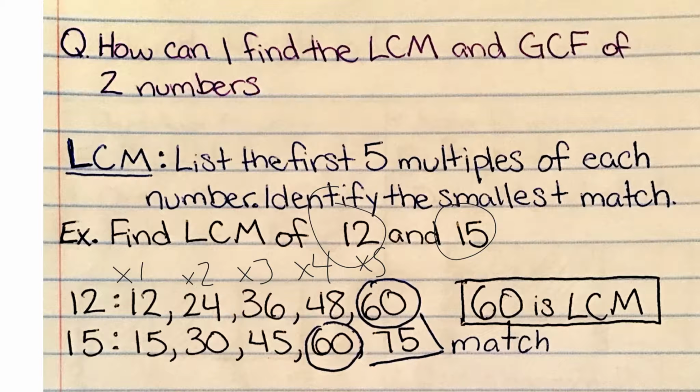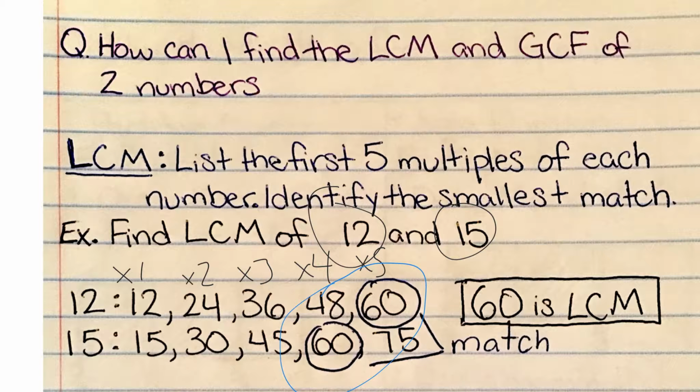So anyway, then we go back through here and we take a look and see if we can find a number that matches. We got 12, 24, 36, 48, 60, and 15, 30, 45, 60, 75. Obviously, the only ones that match here are the 60s.